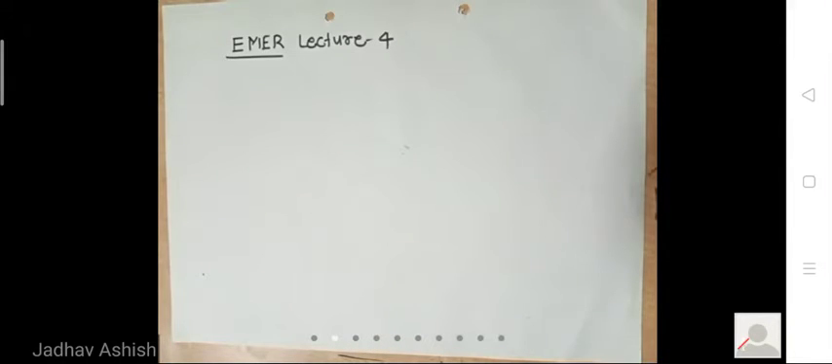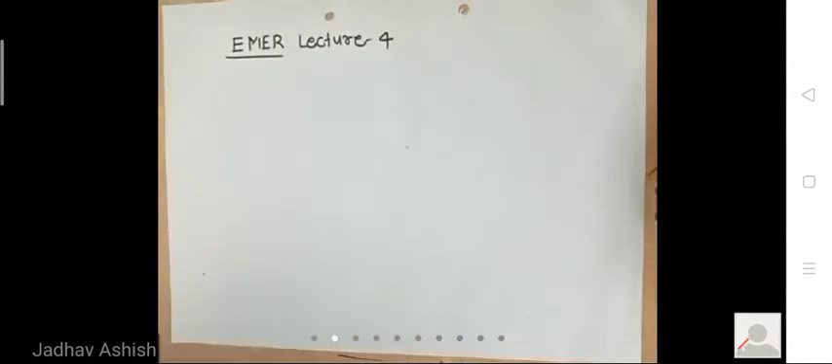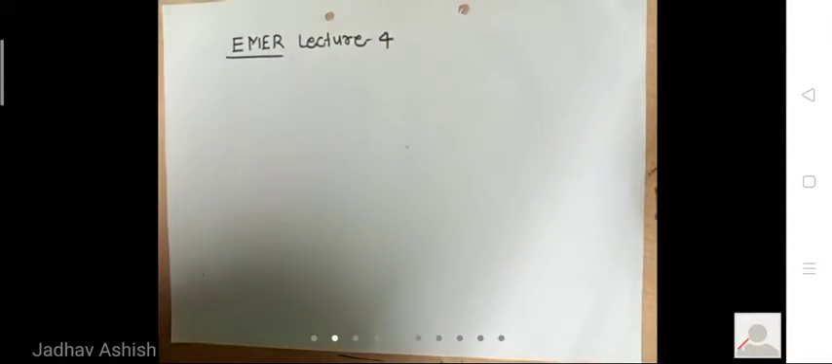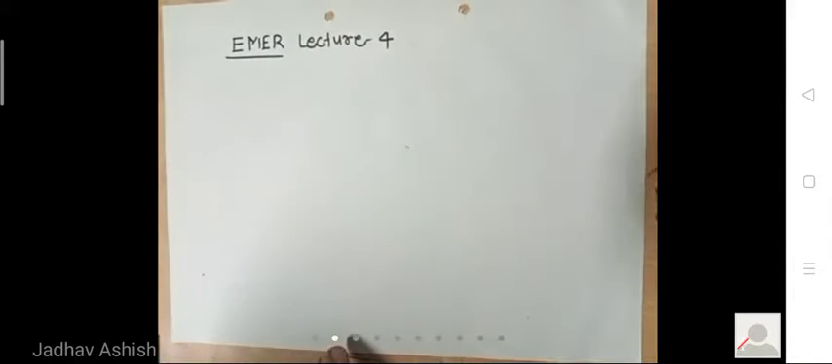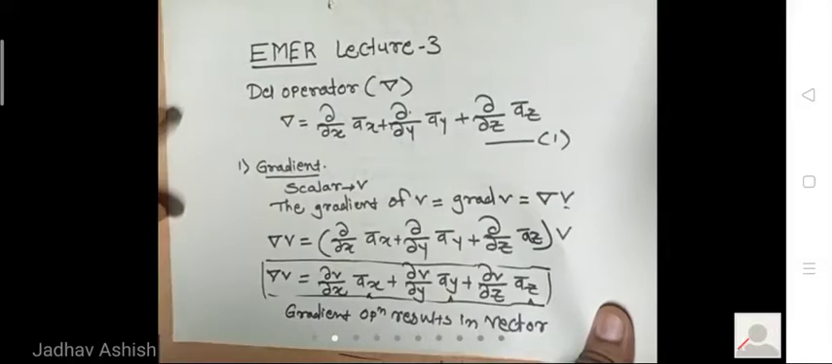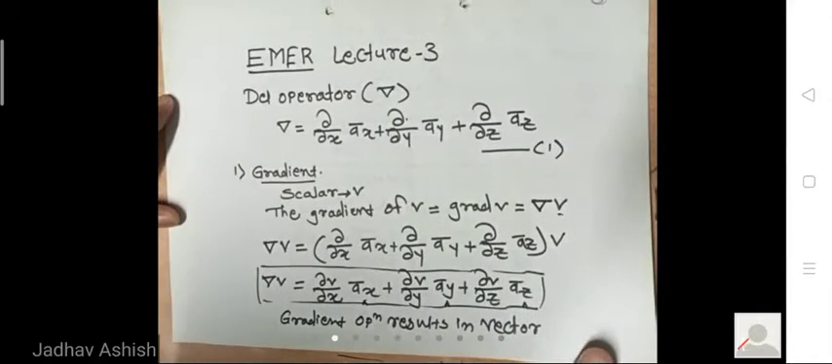This is lecture 4 of electromagnetic engineering and radiating systems. Before I move to the next part, I would like to recall some of the concepts which we have studied in the last lecture. For that, I have the notes which we made in the last lecture.